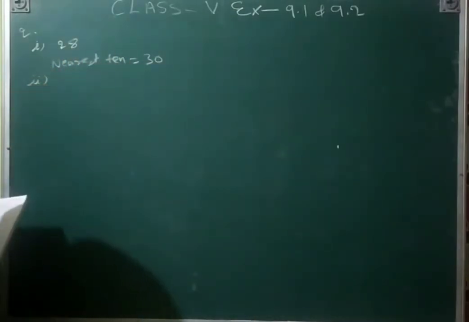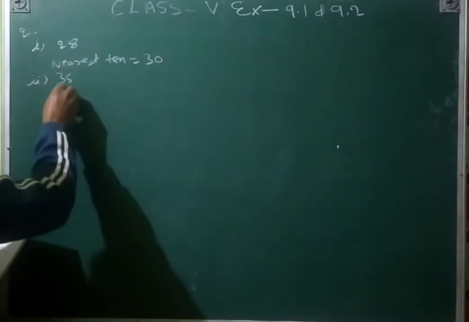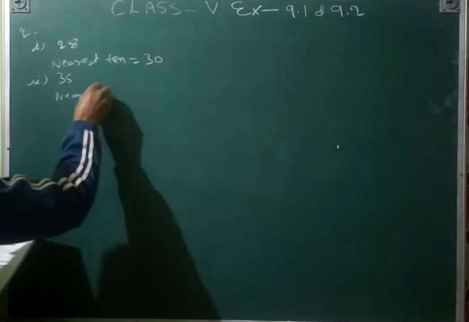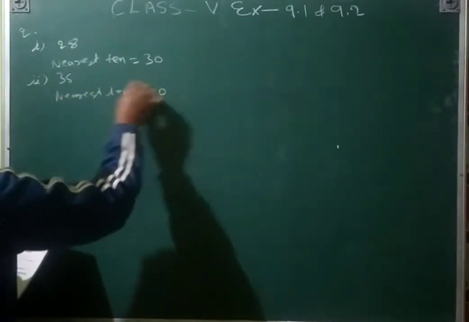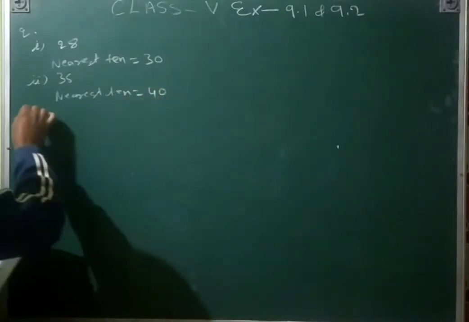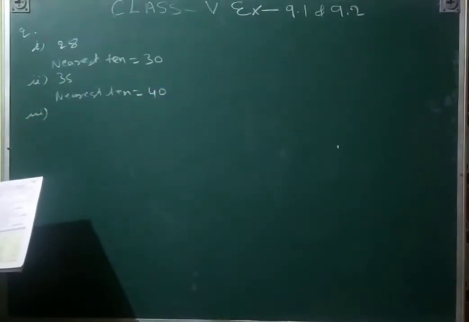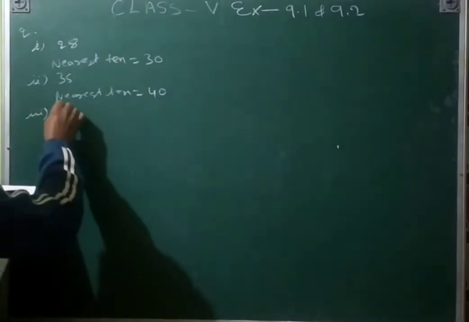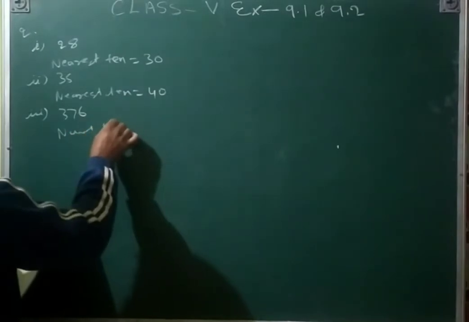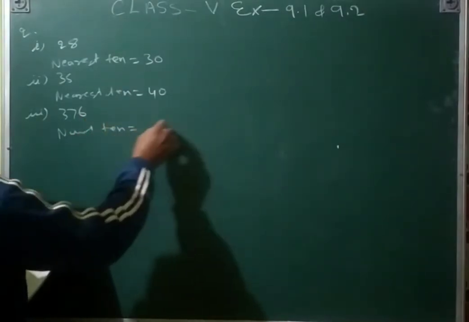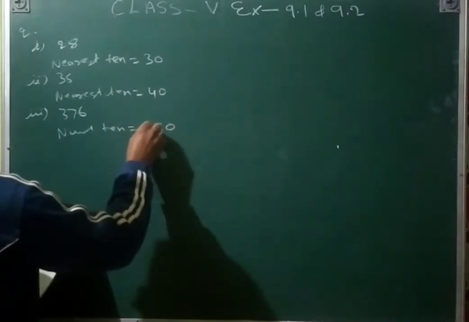Second part is 35. Nearest 10 is, the digit is 5, so this will be 0 and this will be increased, that is 40. Third part is 376. Nearest 10, this is the 6, so that will be 0 and this will be increased, that will be 380.